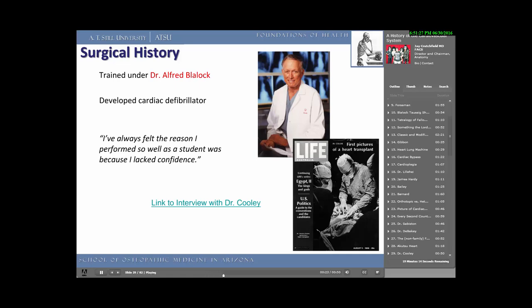You can read this quote if you click on the link below to an interview with Dr. Cooley. And he says, quote, "I've always felt the reason I performed so well as a student was because I lacked confidence." Perhaps the quote should be, "the reason that he performed so well and overachieved as a student was because he lacked confidence." It's a great interview, and I hope you take a minute to at least click on it and watch a couple of those clips.